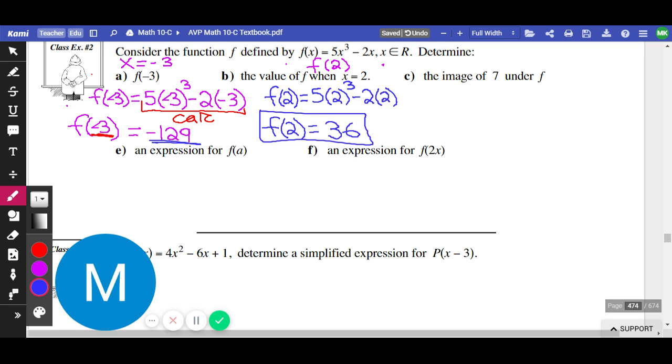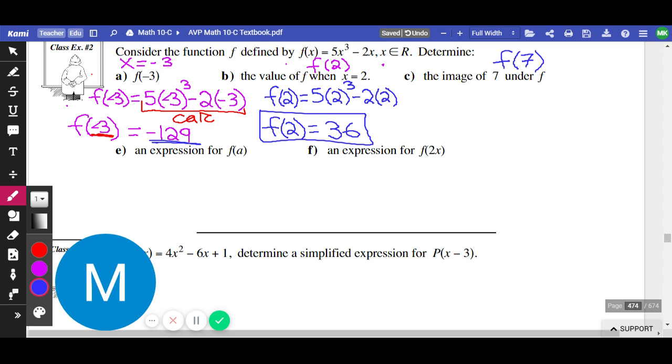For C, we don't do image. Like, I don't talk about image. If you do ever see it though, and you're just curious what that means, this would be f of 7. The image of 7 under f. They're telling you x equals 7. We don't do that stuff. Just don't need to.